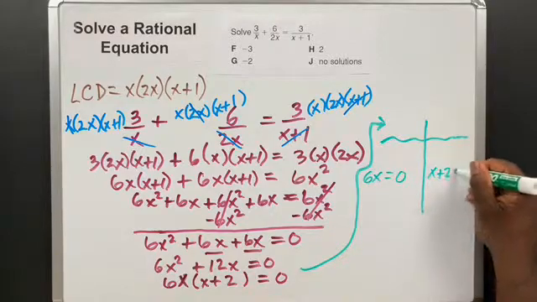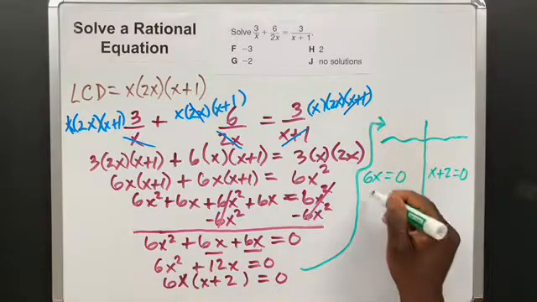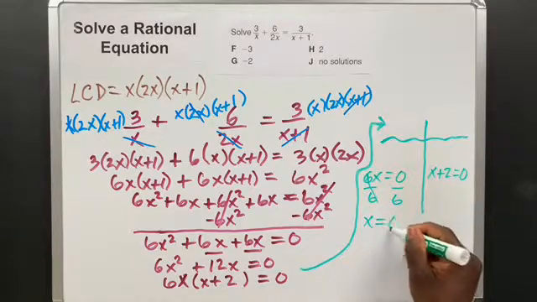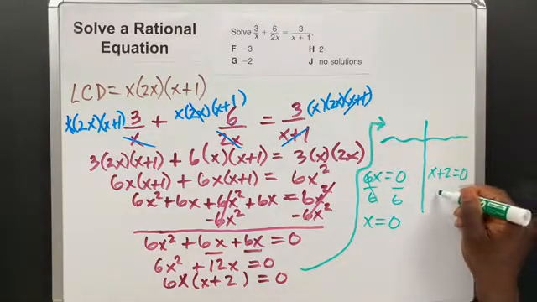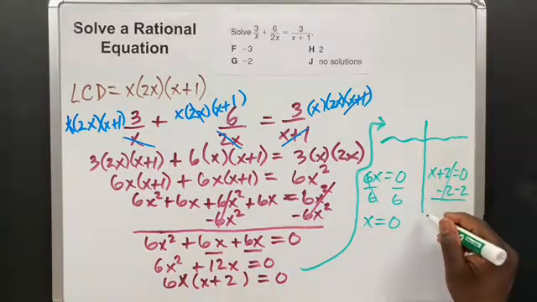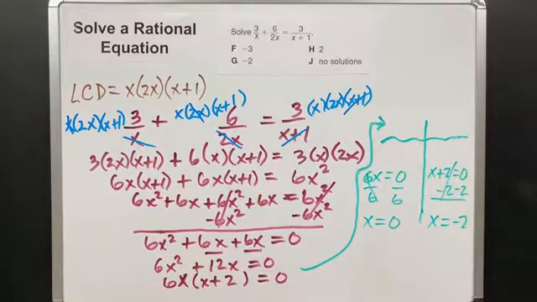x plus 2 equals 0. Now we just solve for x, dividing both sides by 6. You get x equals 0, and then subtracting 2 from both sides, you get x equals -2.